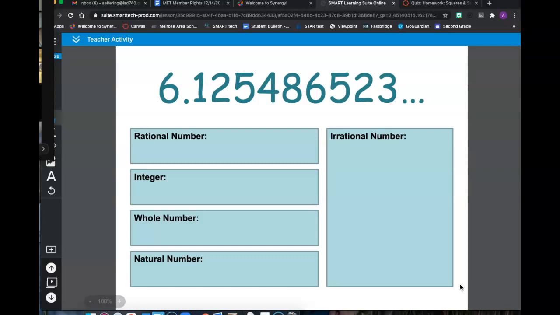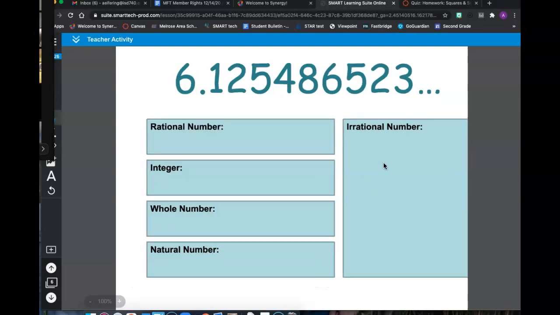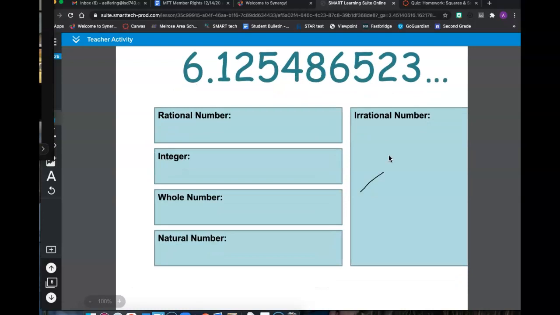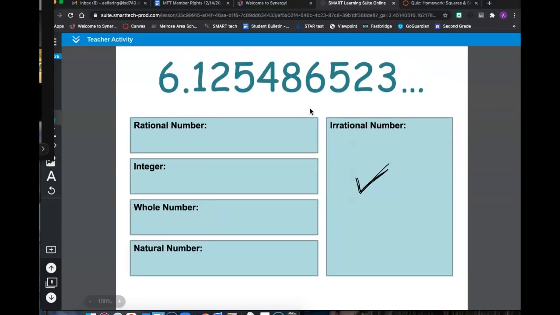Does this number make sense? Is it a nice number at all? Not really, okay? It's kind of a messy number. So it is an irrational number. So you should have check marked irrational. Okay, it is not a nice number. It does not end. That's why it has the 3 dots at the end. It's not repeating. So it's irrational. Okay, let's try another one.